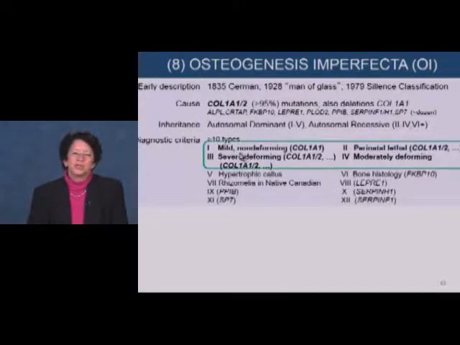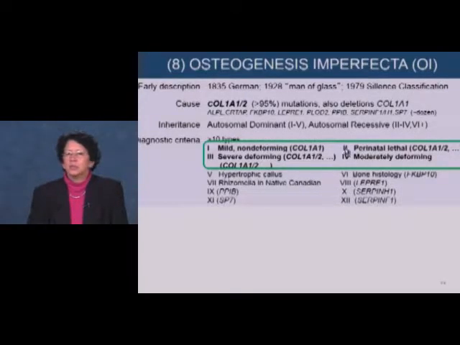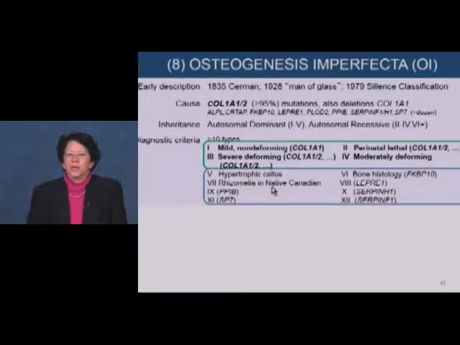So we used to tend to think of four types. Type 1 is mild, non-deforming, COL1A1. Type 2 was the perinatal lethal. These would be observed in stillbirths or in the immediate neonatal period. Type 3 is called severe deforming, and then there's moderately deforming. But there's really been an explosion, and so now there are at least 12 types. I won't review them each by name, just to convey the concept, but this will continue to be an expanding group of syndromes.